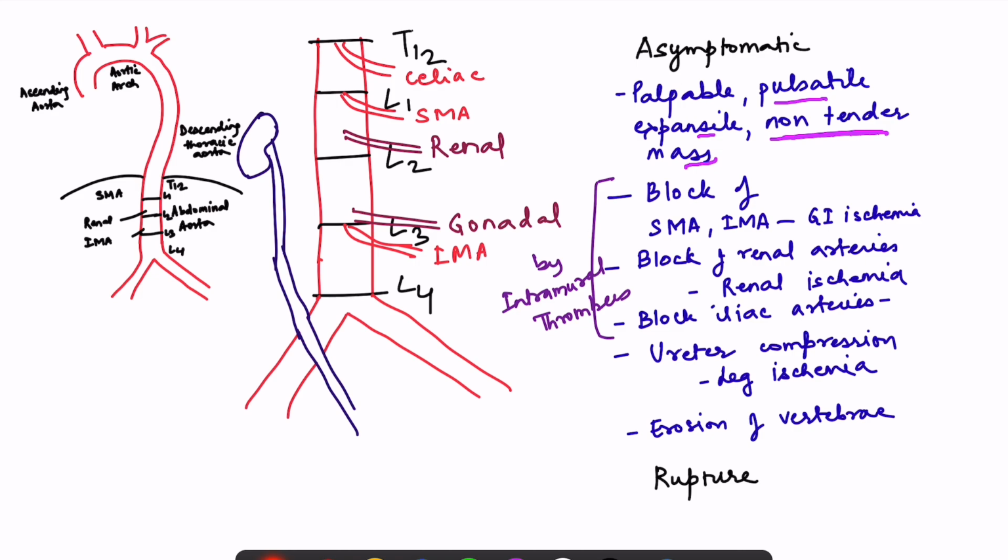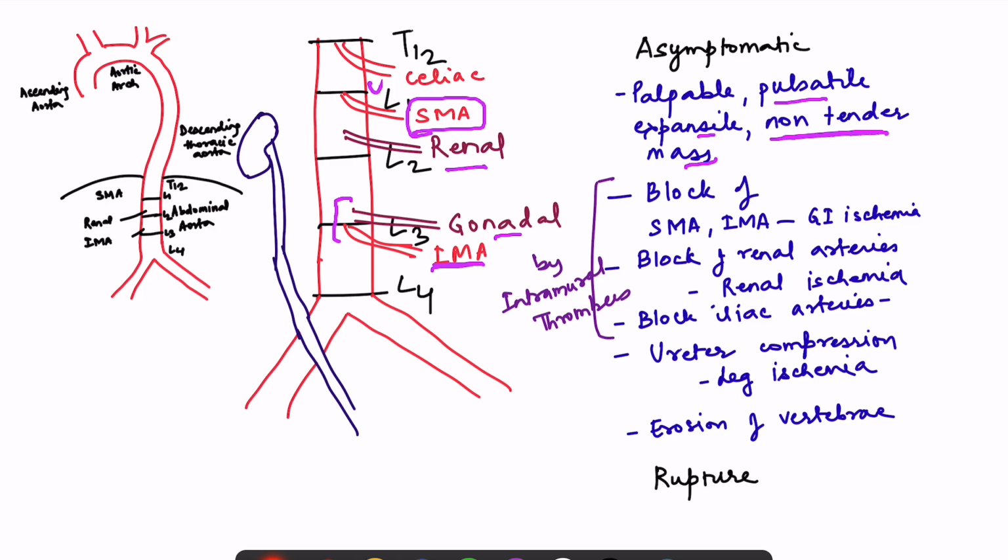Then the mural thrombi which develop in case of abdominal aortic aneurysm can block the various vessels which are coming out of the abdominal aorta, right? So here the branches are shown. You see this is the superior mesenteric artery which comes out at the region of L1. We have the renal artery coming out between L1 and L2. The inferior mesenteric artery and gonadal arteries come out at the level of L3. So they can be blocked.